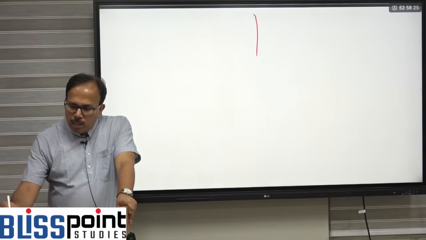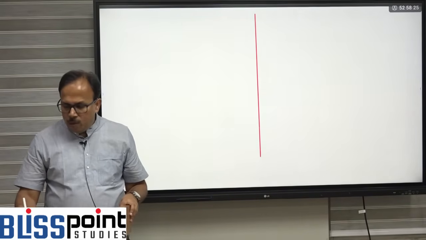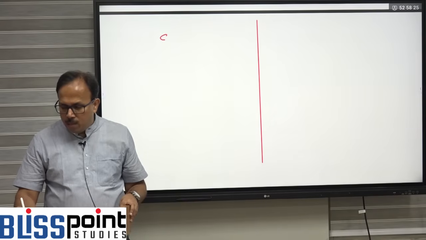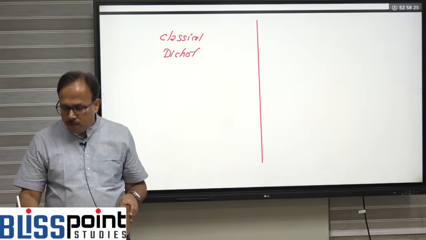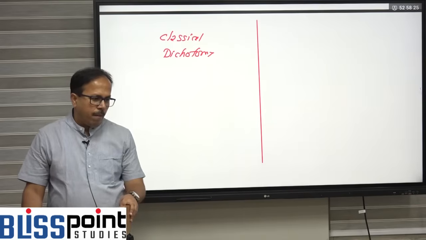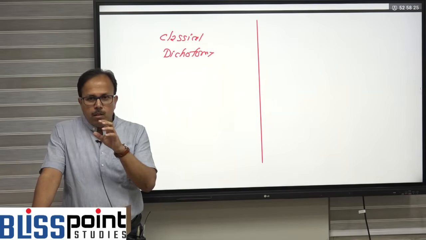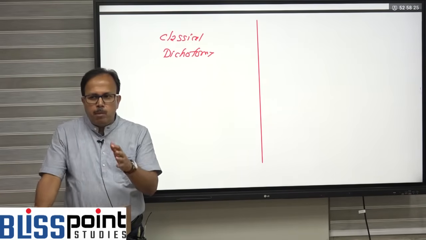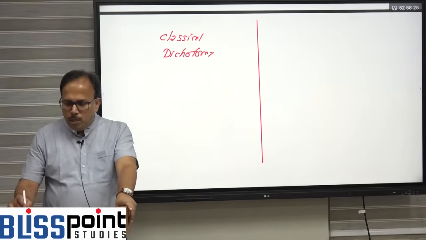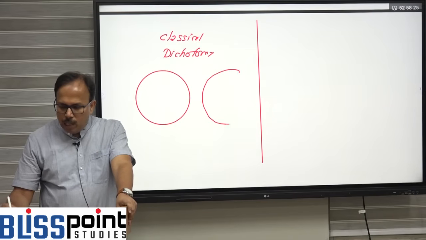Then another difference between classical and Keynesian is that the classical is always based upon two important principles. One is known as classical dichotomy. What is the meaning of the term dichotomy? Dichotomy means separation, separation between nominal variable and real variable.